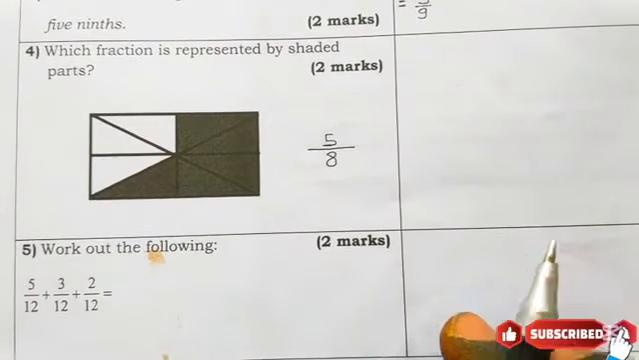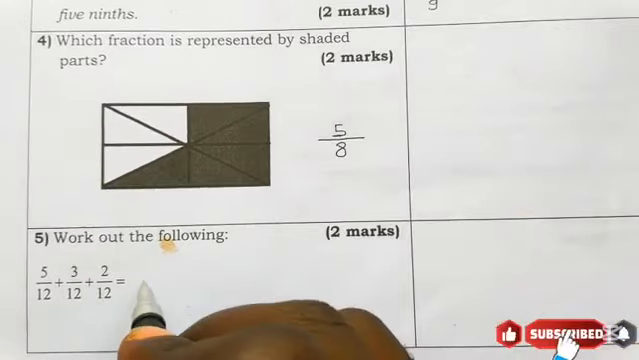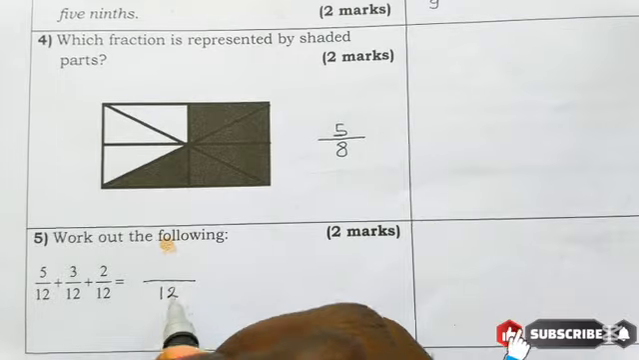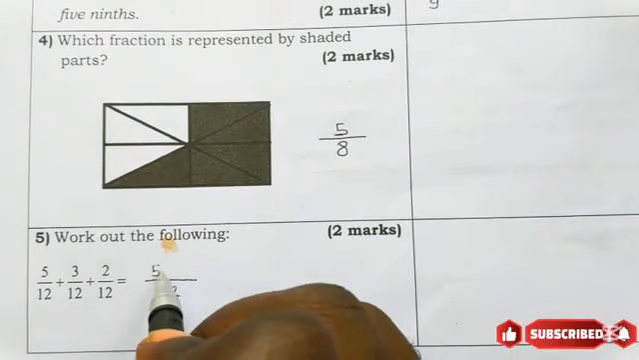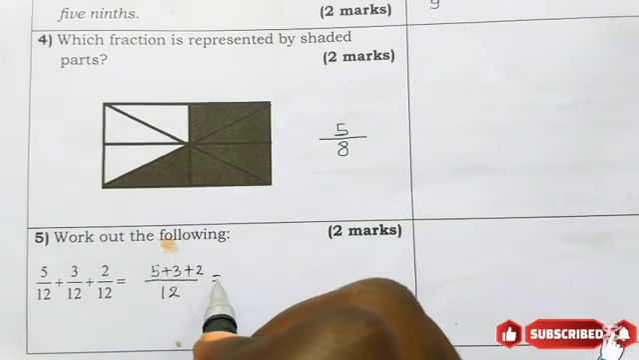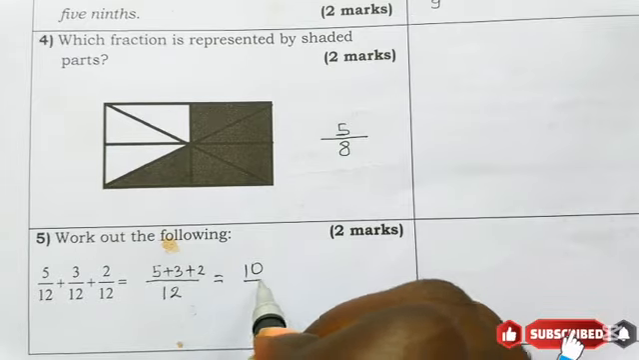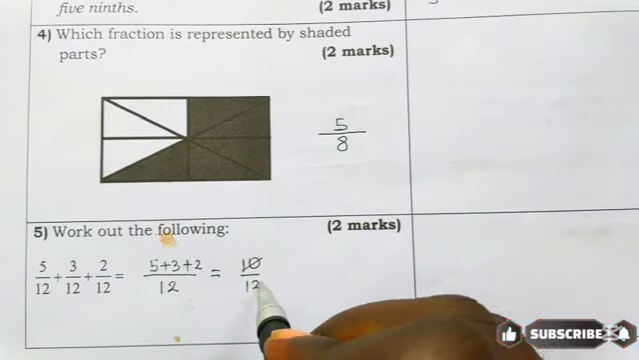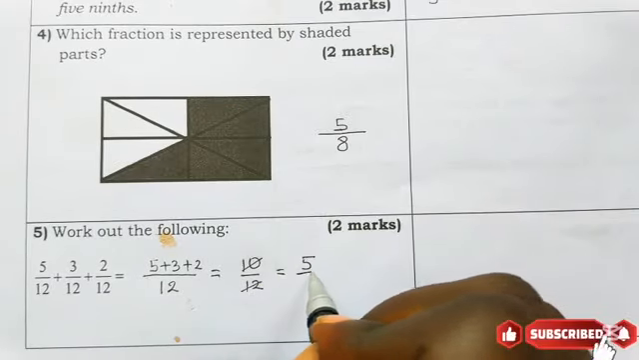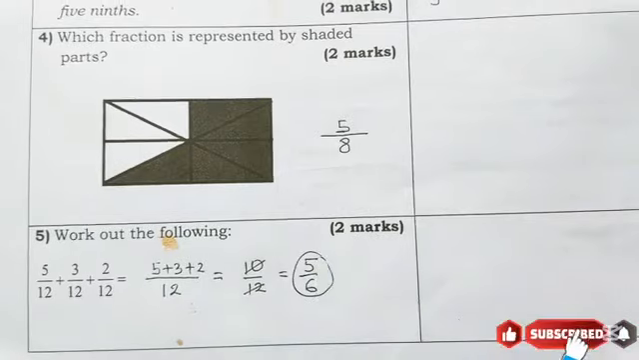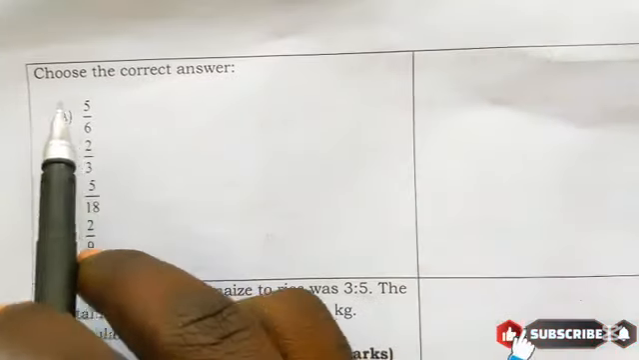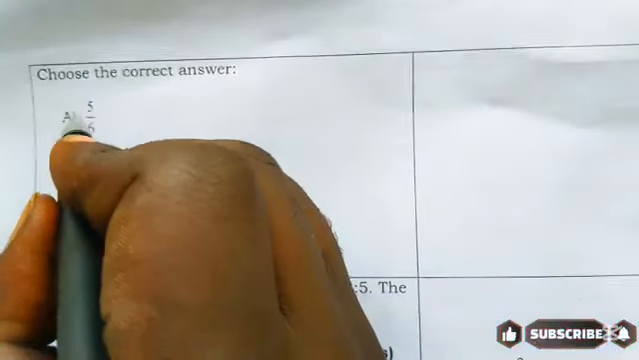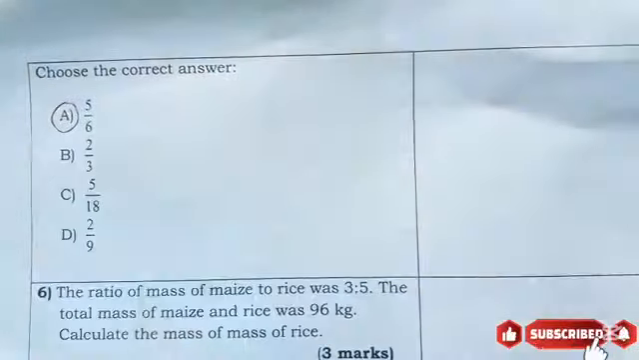Question 5. Work out the following. Here we have the same denominator, so we put it right here as the common denominator. We add 5 plus 3 plus 2, and this will be 10 over 12. By simplification, dividing by 2, we have 5 over 6. Now you're supposed to choose the correct answer, which is letter A.